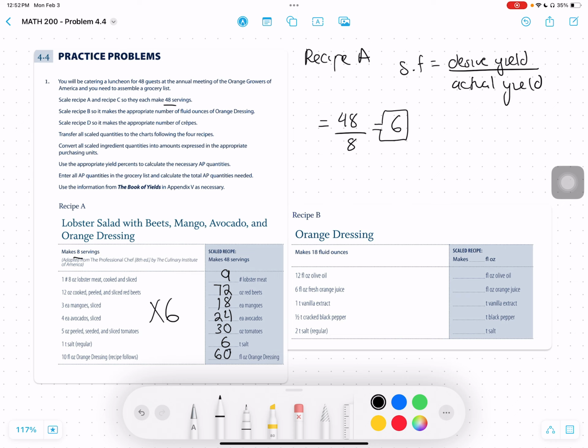I have not done any conversions. I'm just multiplying everything times the scaling factor so that it appropriately serves the number of people that I'm required to serve, which is 48. Okay, I'm going to do the same thing for recipe B right now.